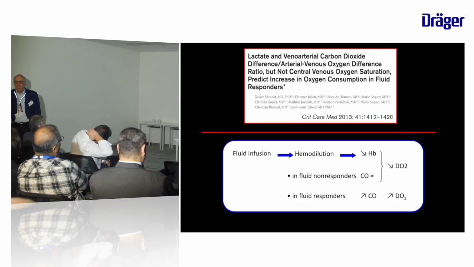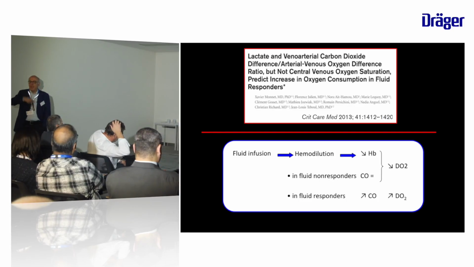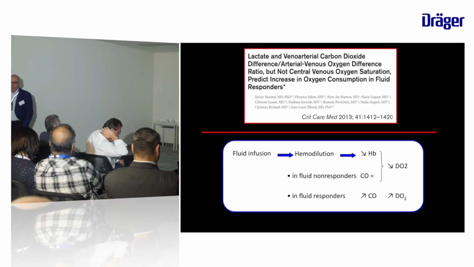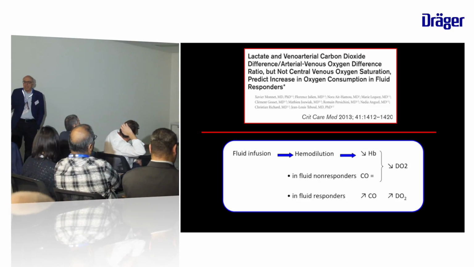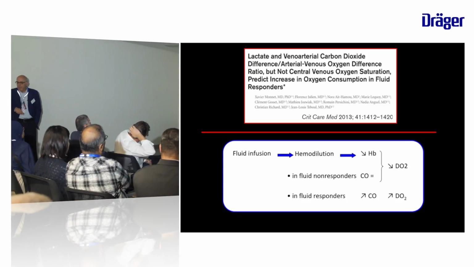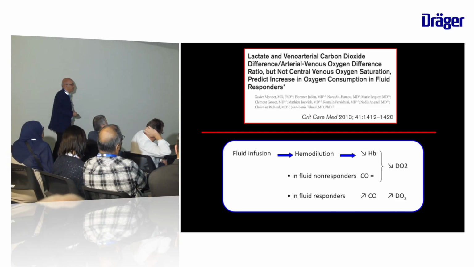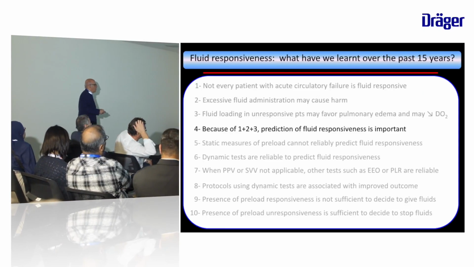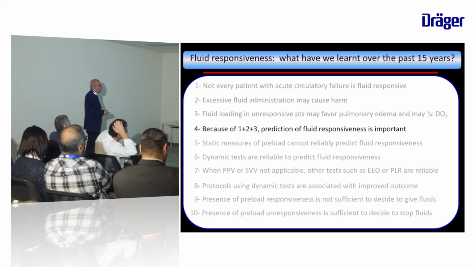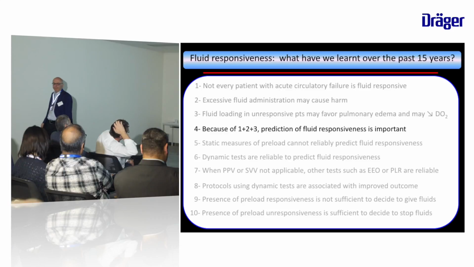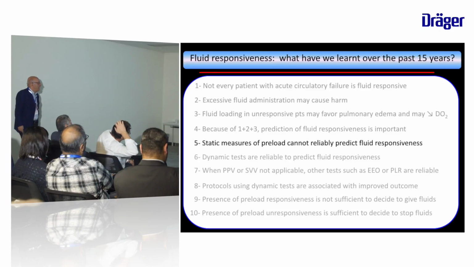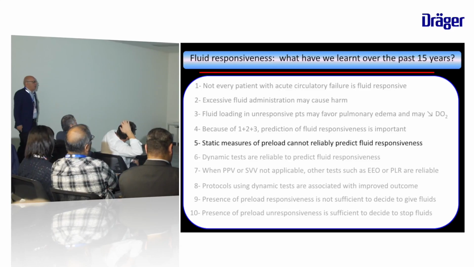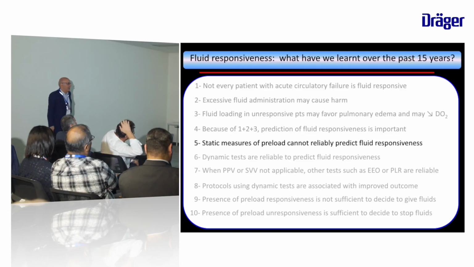So in non-fluid responsive, if you give fluids, for sure you have a reduction in transport. In fluid responsive, it is the balance between the change in hemoglobin and the increase in cardiac output. Because of the 1, 2, and 3, prediction of fluid responsiveness is important, okay? Now, static measures of preload cannot reliably predict fluid responsiveness.